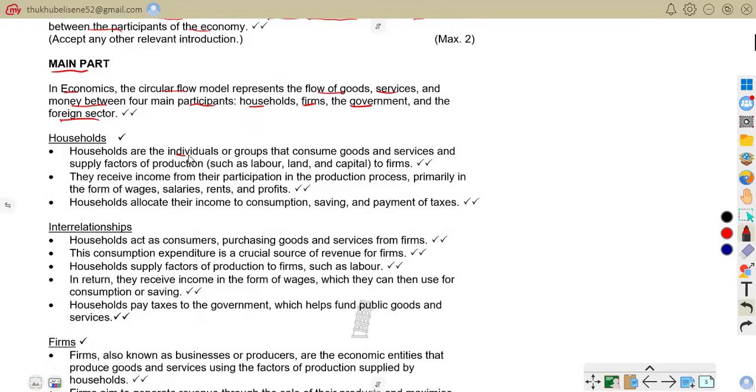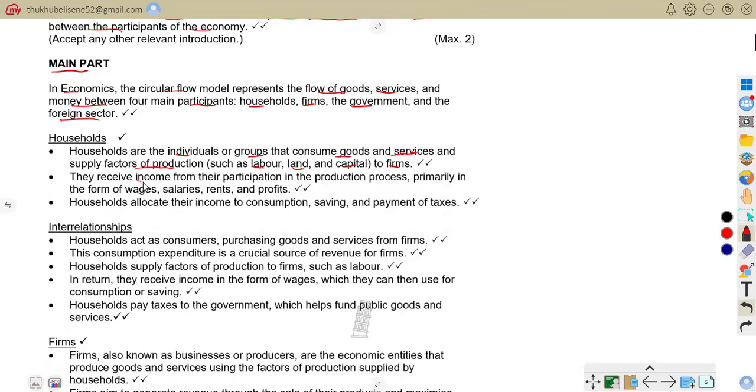The households are individuals or groups that consume goods and services and supply factors of production such as labor, land, and capital to firms. So those are the households. They buy goods and services, but they also supply factors of production, because they can supply firms with labor, with land which they can rent out, and they can also supply capital to firms.